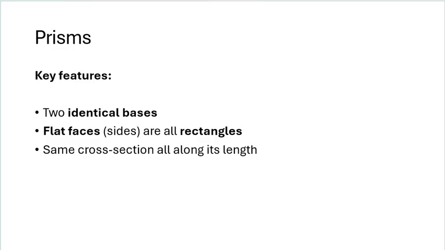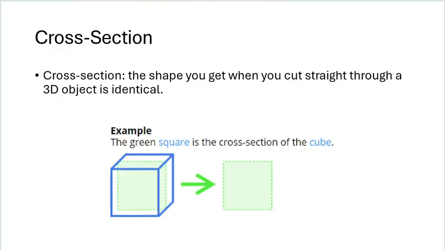Next thing is prisms. Some key features that you'll see in a prism is that they have two identical bases. They have flat sides, mainly consisting of rectangles. And the most important thing is they have the same cross section all along their length. So what's a cross section again? A cross section is the shape you get when you cut straight through a 3D object.